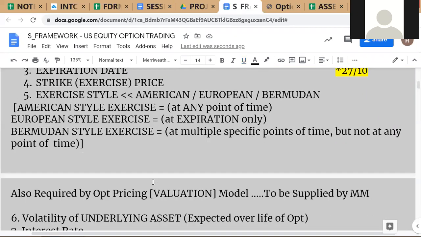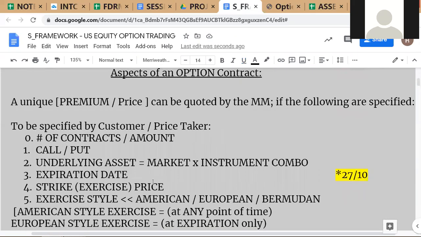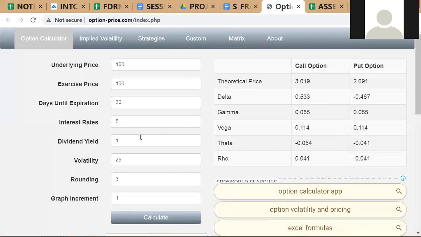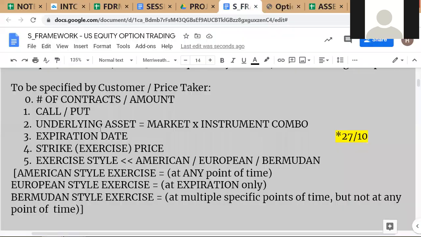So we went into aspects of an option contract. I will try to put markers here to show where we stop on a particular day, so don't get distracted by that. This is just for my marking so that we know where to take off from the next day. One of the aspects of an option contract, obviously, is the expiration date. You have to specify the expiration date in order for the dealer to give you the price of the option.